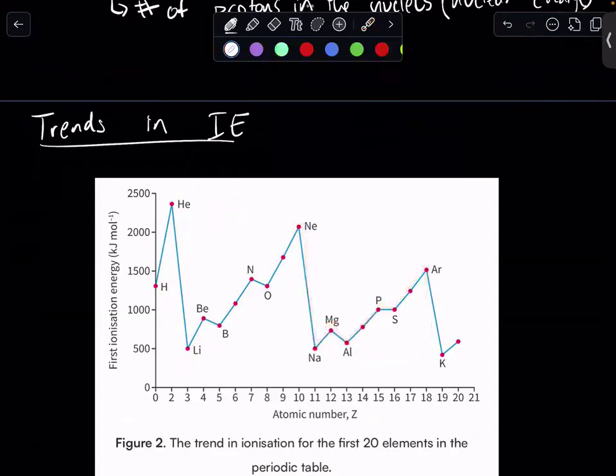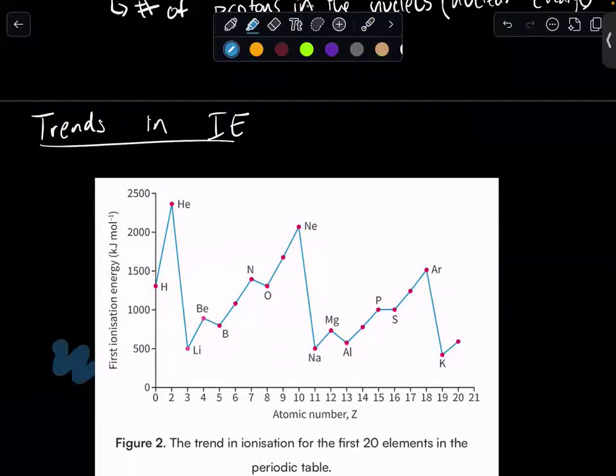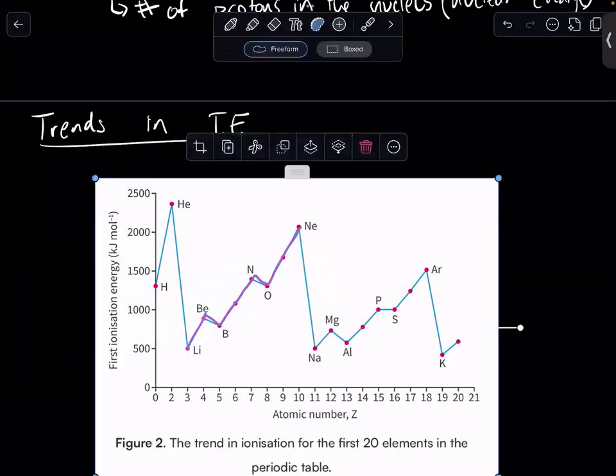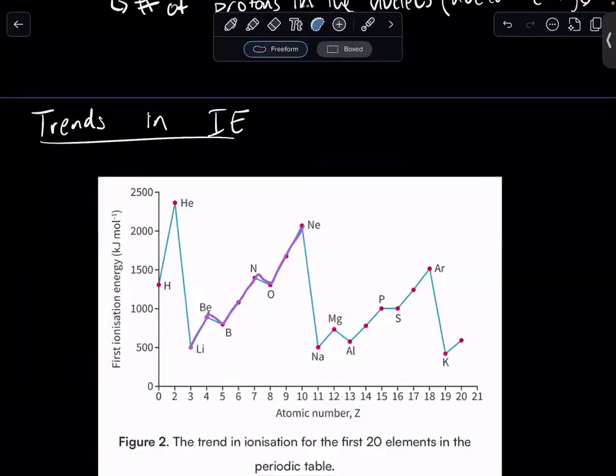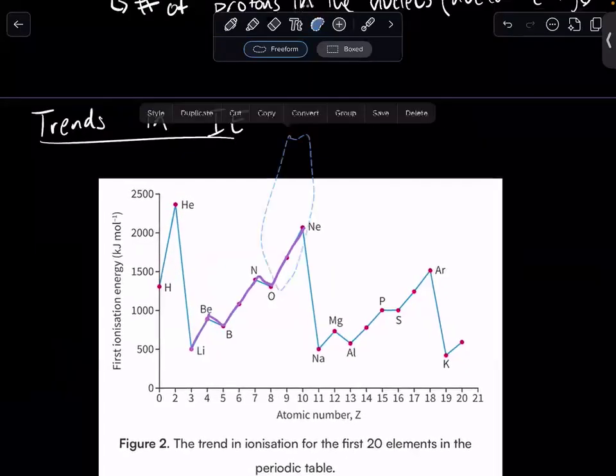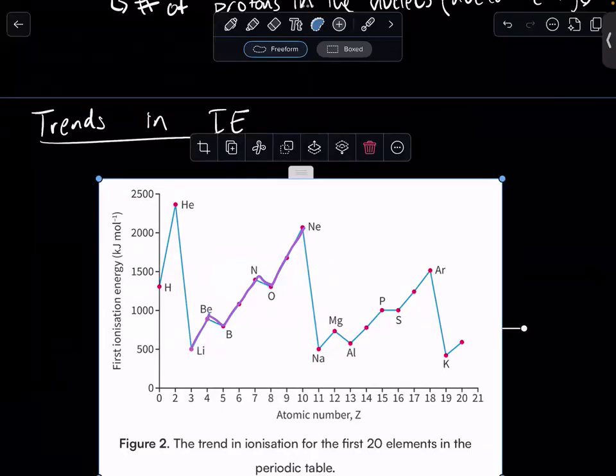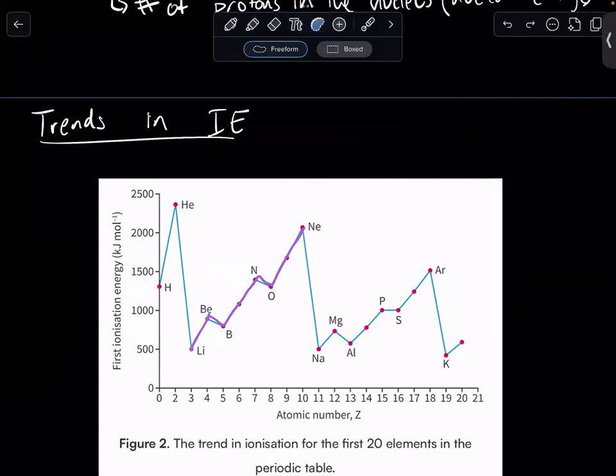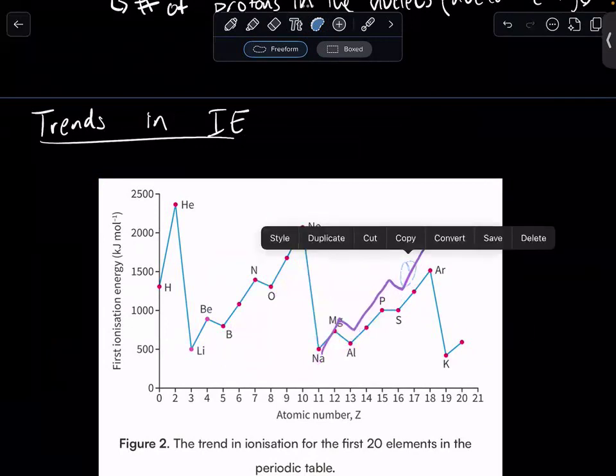What you'll notice, if I'm very careful about this, is that if we trace these two shapes, they're very similar between elements 3 and 10 and between 11 and 18.